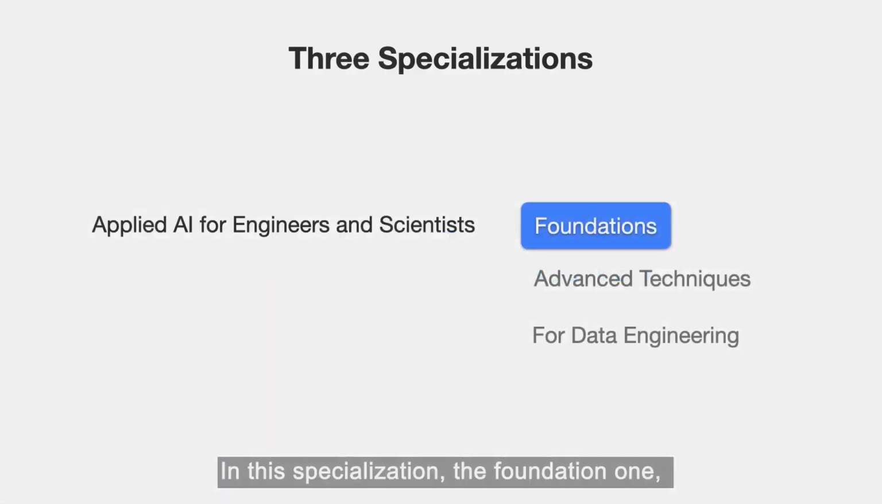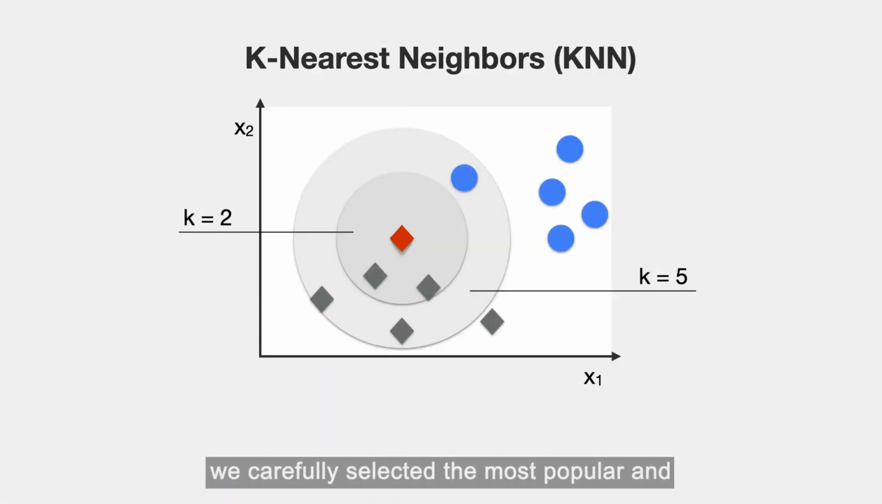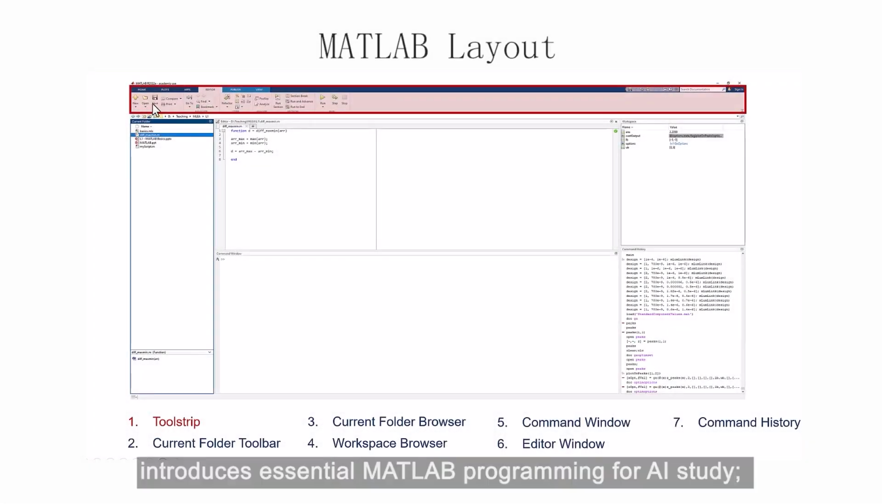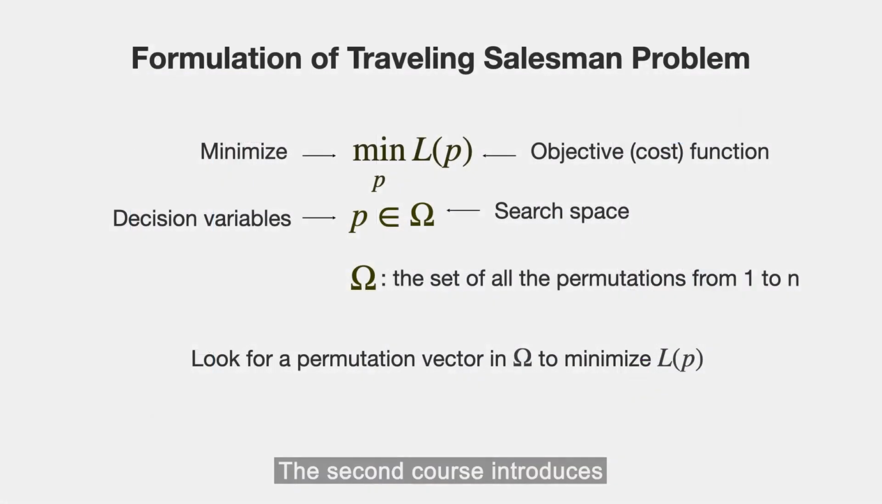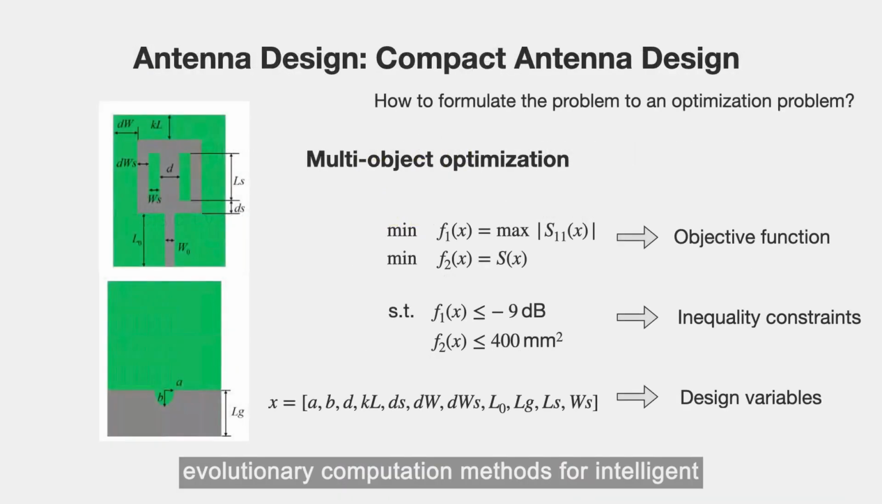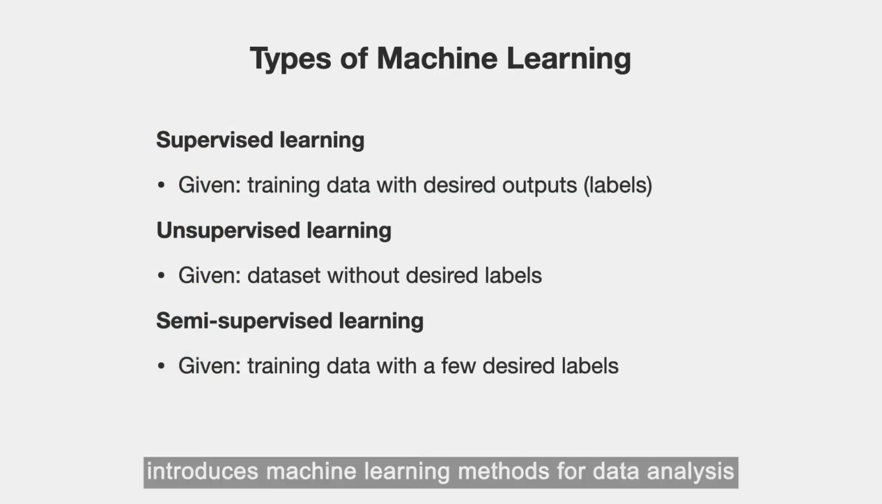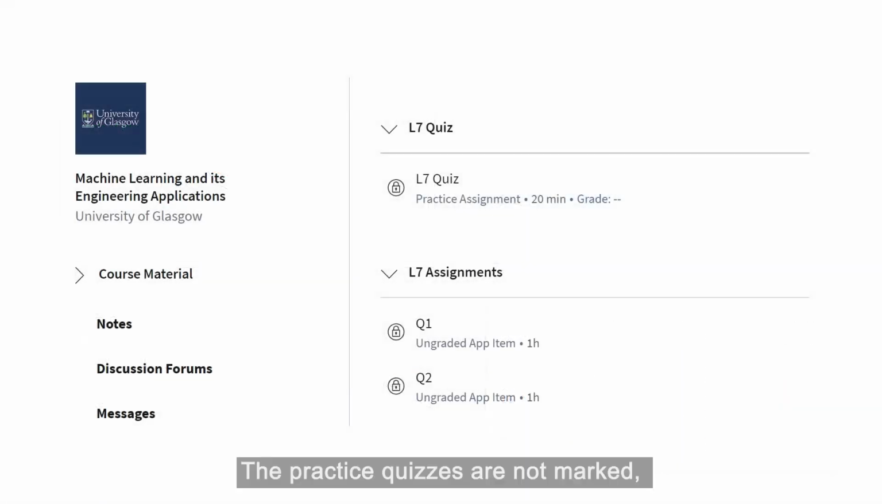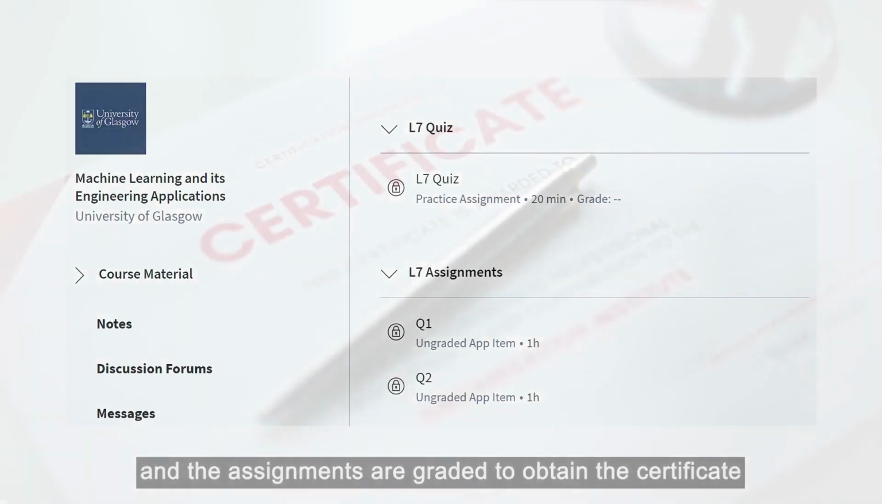In this specialization, the foundation one, we carefully selected the most popular and effective AI algorithms that you will need to use. This specialization has 3 courses that consist of a total of 11 modules. The first course introduces essential MATLAB programming for AI study. The second course introduces evolutionary computation methods for intelligent optimization in engineering and science. The third course introduces machine learning methods for data analysis in engineering and science. It is suggested to finish the course in 11 weeks. The practice quizzes are not marked and the assignments are graded to obtain the certificate.